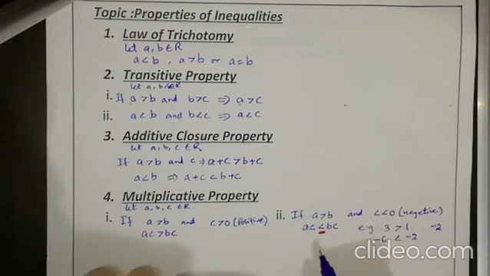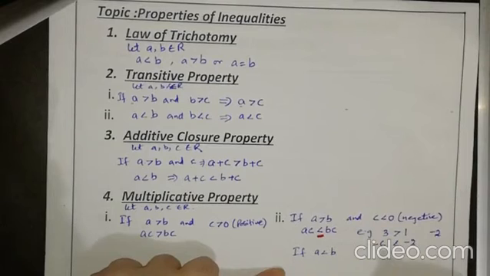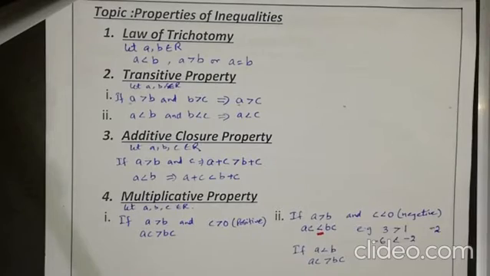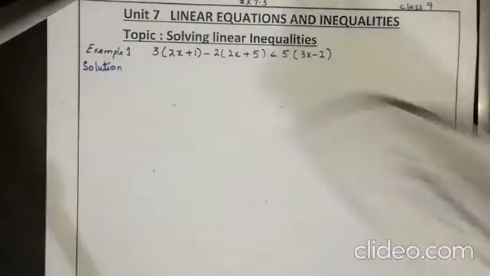Same case, if you have A is smaller than B, so if you multiply by negative, AC is greater than BC. So this is the multiplicative property.